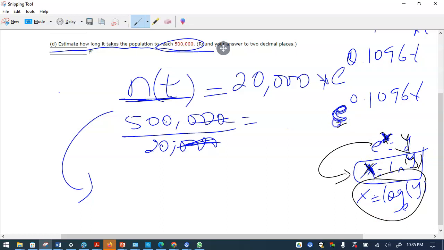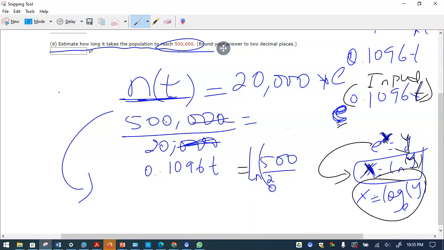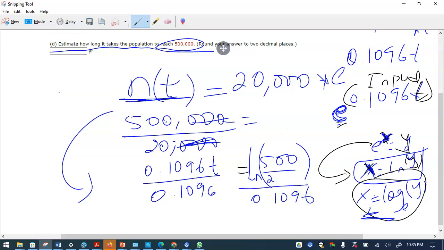So you can directly write it: 0.1096t equals ln of 500 divided by 20 when you're writing in the log form. And then divide by 0.1096 on both sides. You will be getting the answer as 29.37. You have to round it to the nearest.